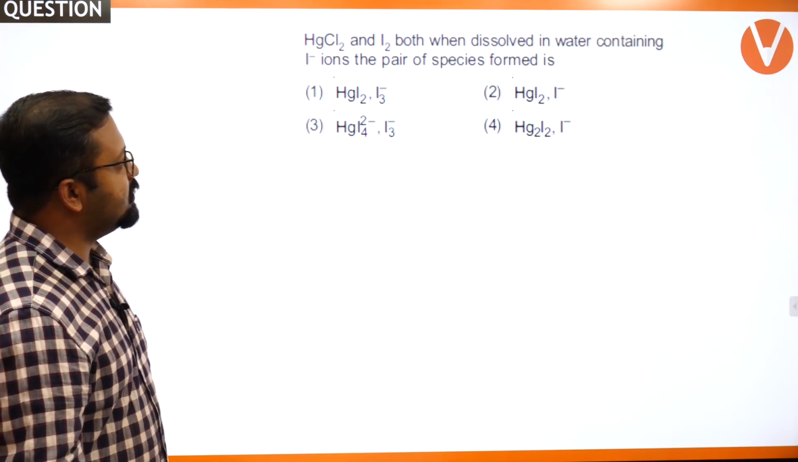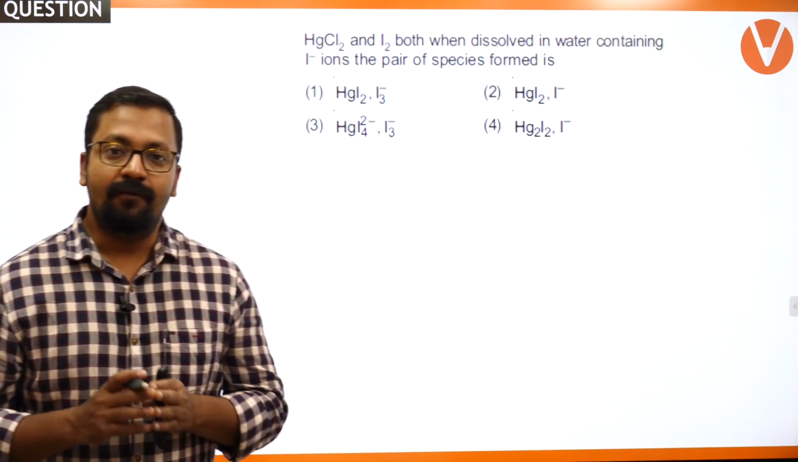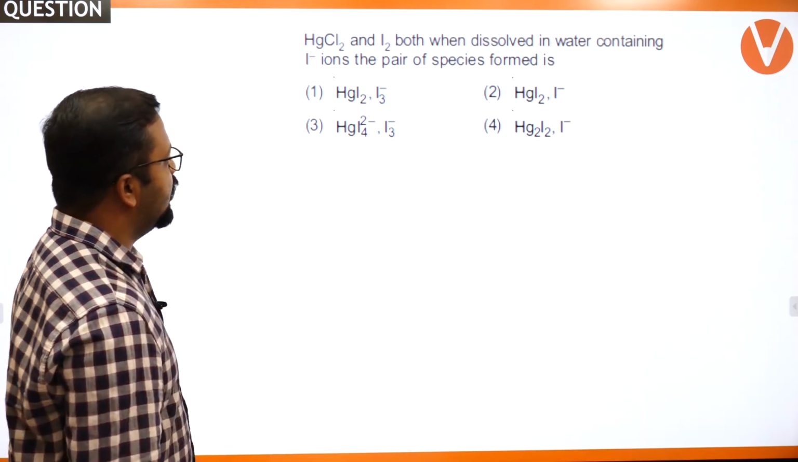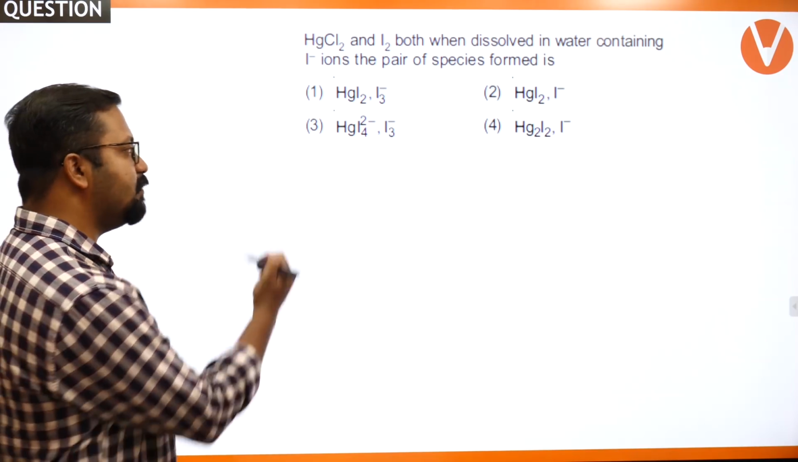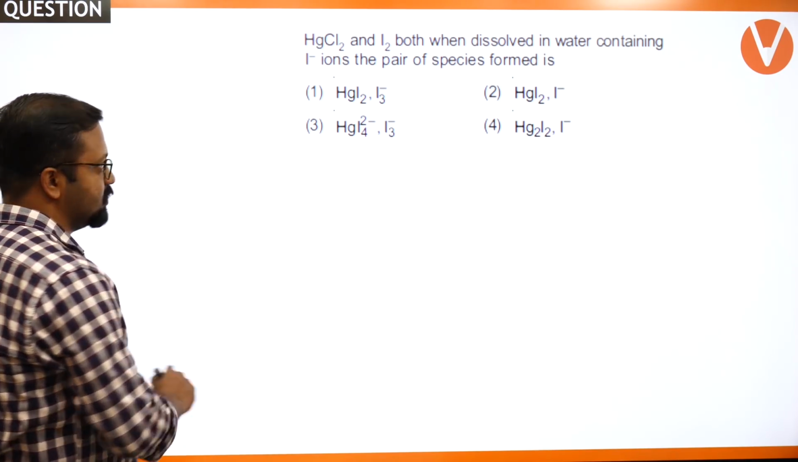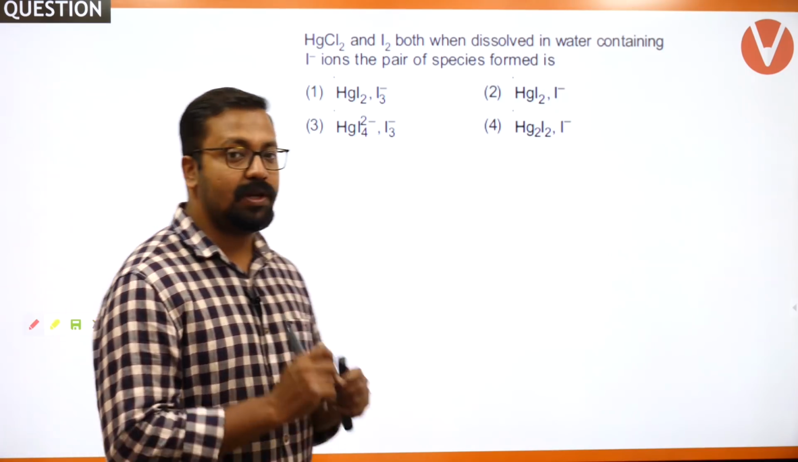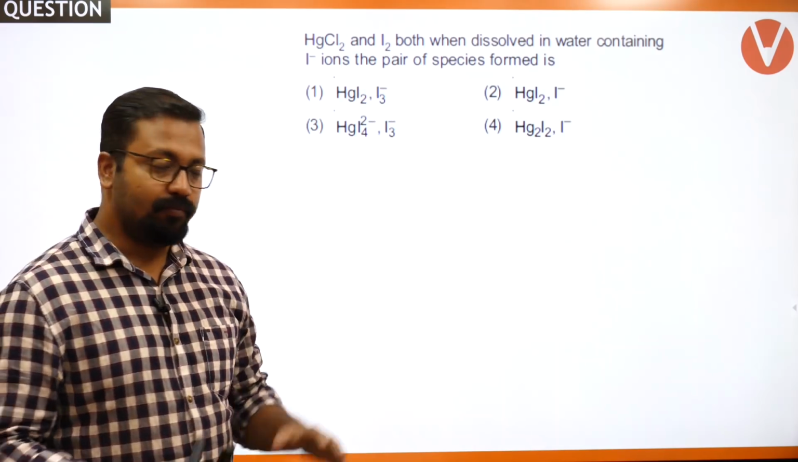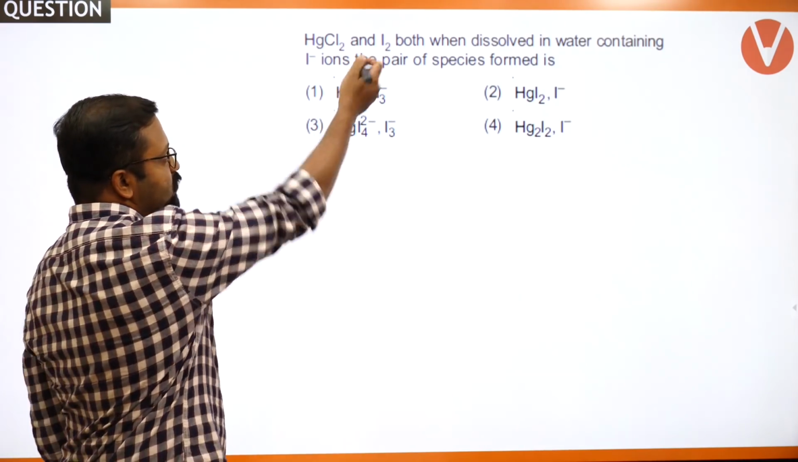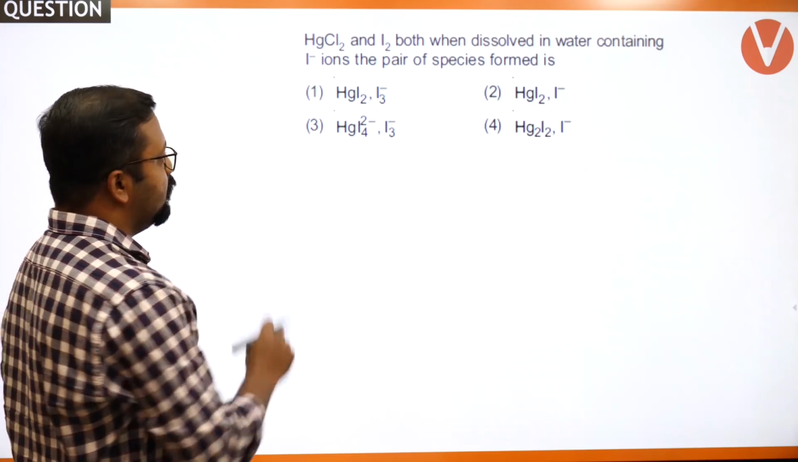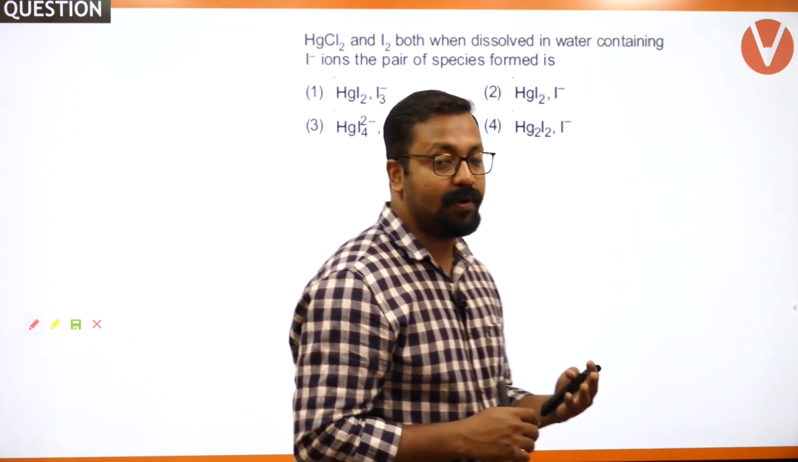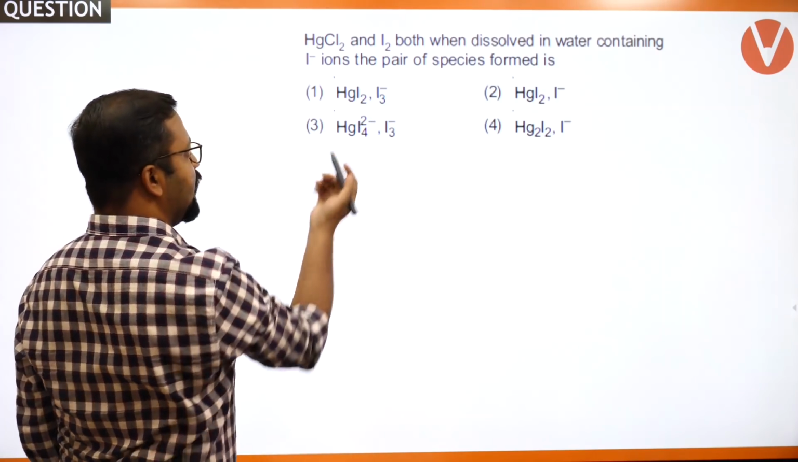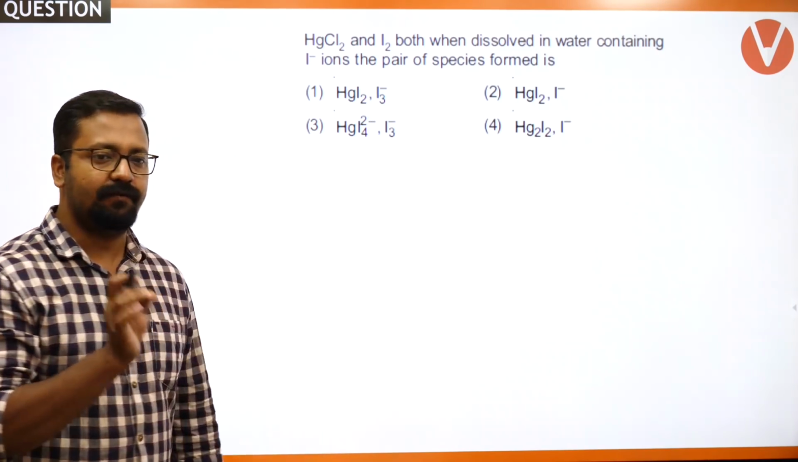Next question is this: HgCl2 and I2, when both dissolved in water, will prefer to form which pair of ions, or which species? The pair of species which is formed. Now it is very important to know what happens during this reaction. I- is a species with which both HgCl2 and I2 would try to react, because they form complexes when they react with it. The tendency for this reaction to happen is very, very high.